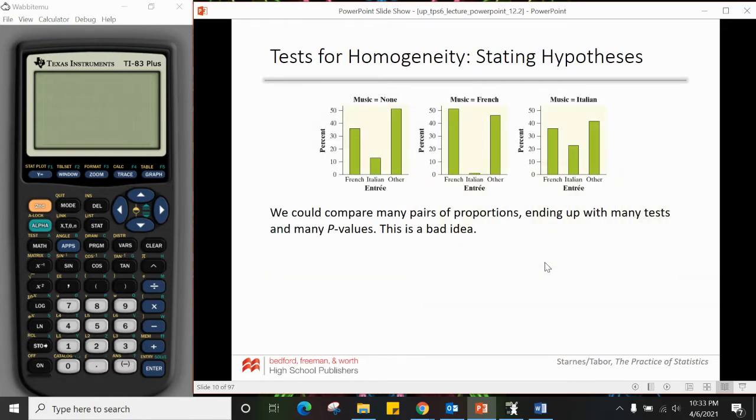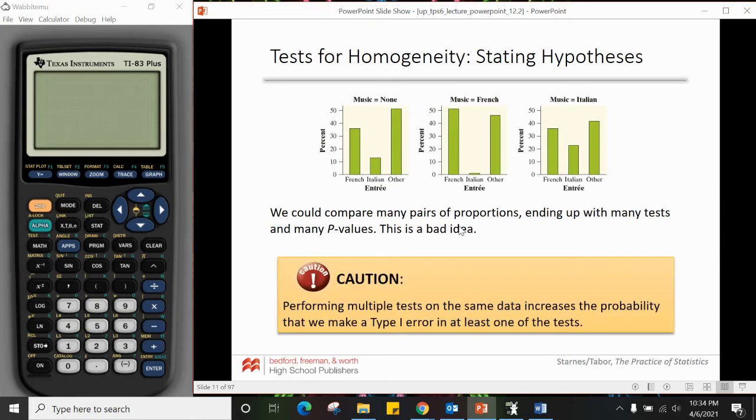So we could compare many pairs of proportions, ending up with many tests and many p-values. Like we could compare no music to French, and then do another test, no music to Italian, another test, French to Italian, and see if there are changes there. But that's a lot of tests to do, and it's not a good idea. It's actually one way that you can increase the probability of making a type 1 error for one of those tests. So you really don't want to make a type 1 error, so we want to stay away from that.